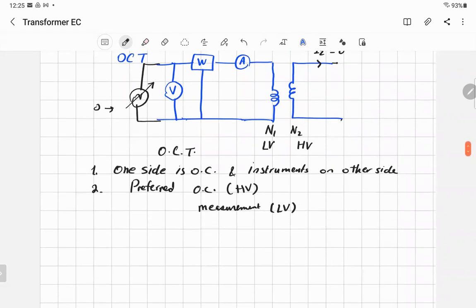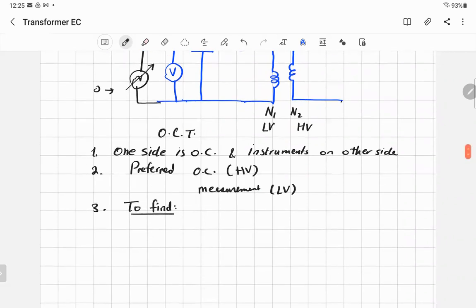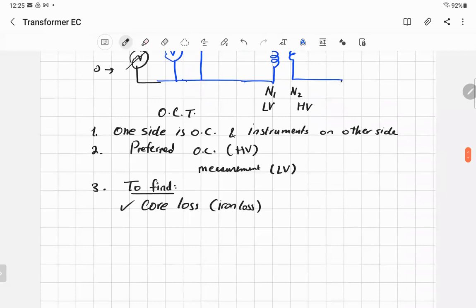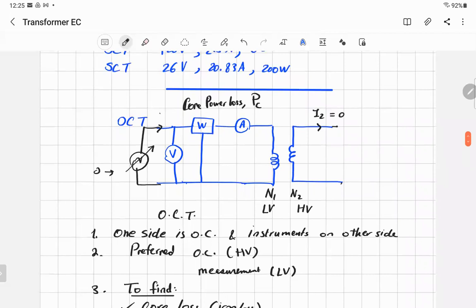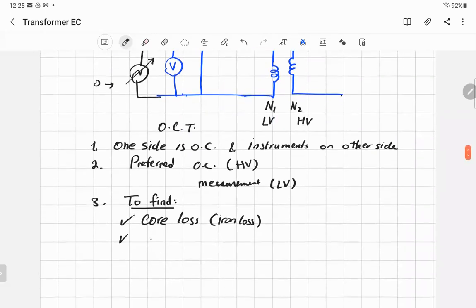Why do we do the open circuit test? To find the core loss, which sometimes you call iron loss. This loss is constant and does not depend on load, obviously. It doesn't change with load. And also to find the magnitude of the no load current, because the current here, I1, at no load is the no load current.